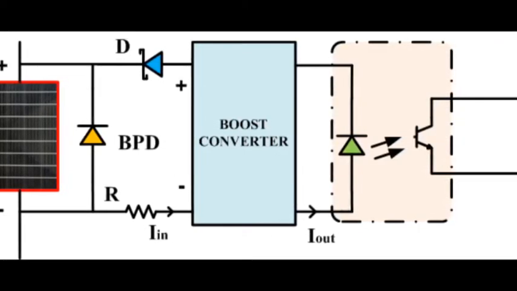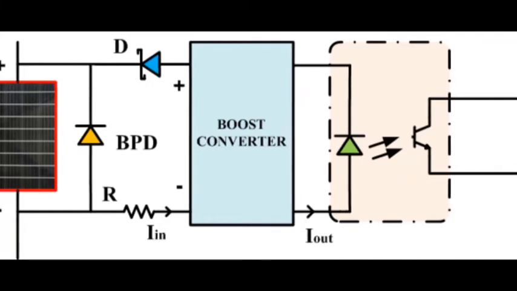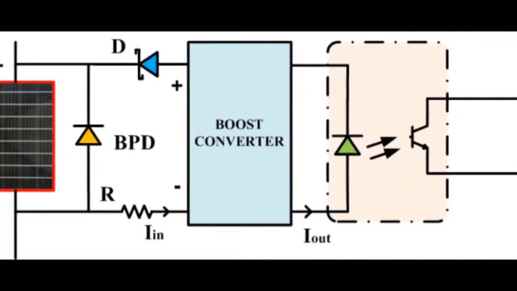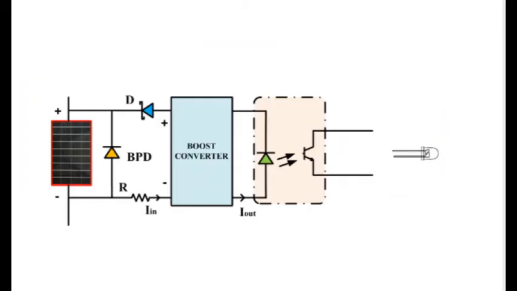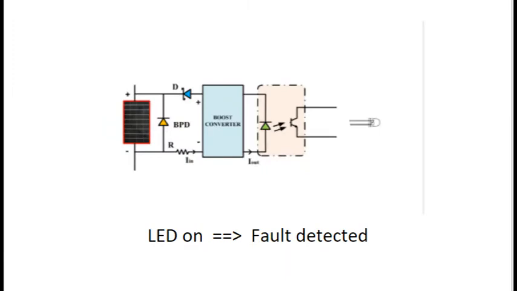This voltage is amplified by a boost converter, and the output terminals of the boost converter are connected to an optocoupler. To verify and visually confirm the presence of a fault, an LED has been connected at the output terminals of the optocoupler. A glowing LED signifies the presence of a fault in the panel connected to that particular detection circuitry.